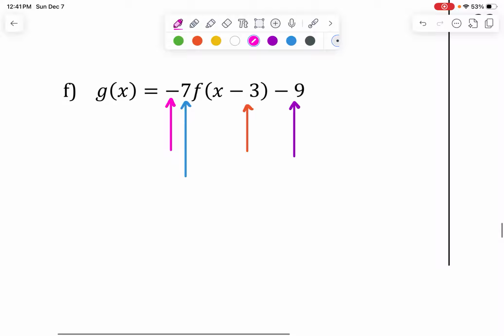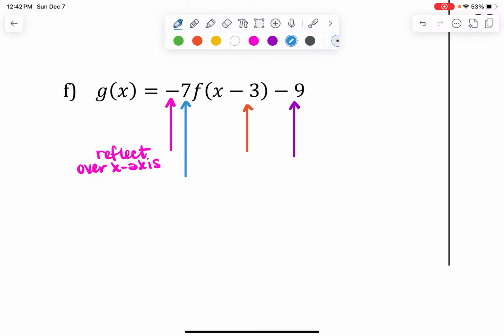Well, we've already talked about every single one of these, so I'm just going to fill them in. The negative multiplier in the front is a reflection over the x-axis. Then we've got that 7 multiplier in the front. That means we're stretching it 7 times taller, in essence, even though it's going up forever and ever. We're taking those arrows and pulling them up, which is going to make it narrower. So this is a vertical stretch. Narrower.